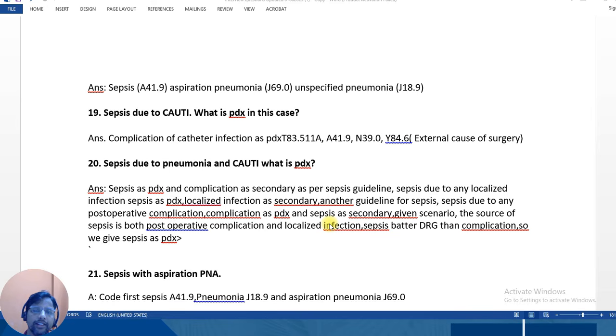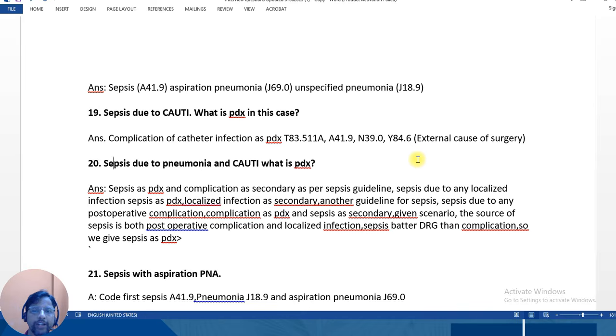Sepsis due to CAUTI. What is the PDX in this case? The complication of urinary catheter infection is the PDX, and then A41.9 sepsis, N39.0 UTI, and Y84.46 for external cause of injury. So basically, what is CAUTI? Catheter associated urinary tract infection. So if the patient has both sepsis as well as catheter associated urinary tract infection, you need to code a T code. Most of the time we use T codes for complications. We need to code the T code as the PDX.